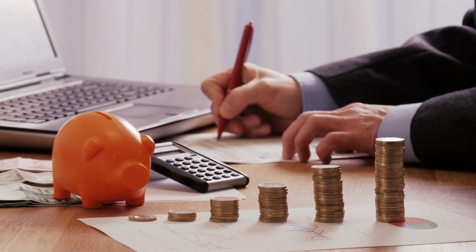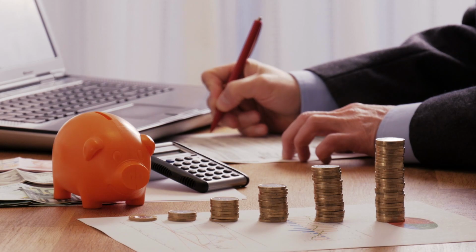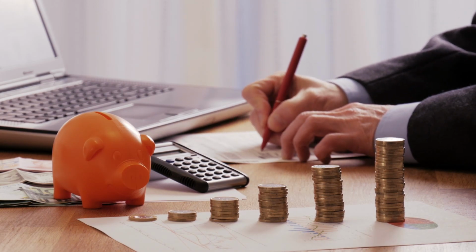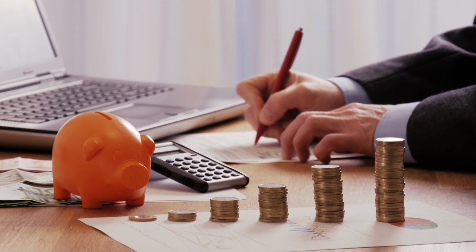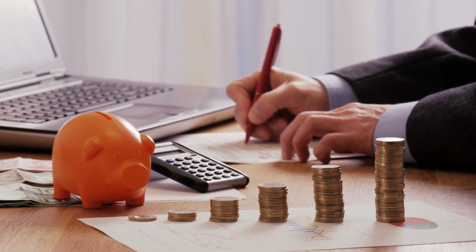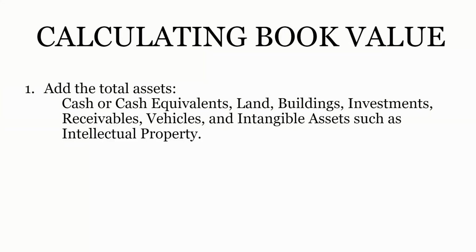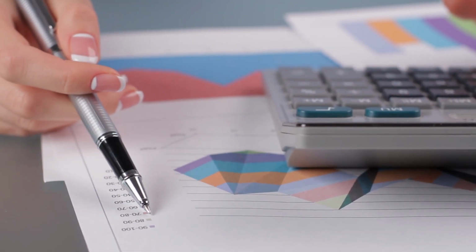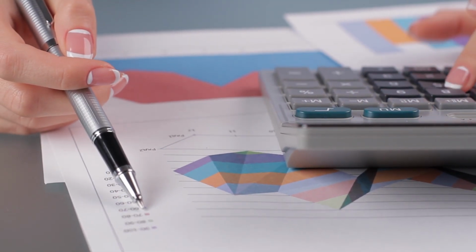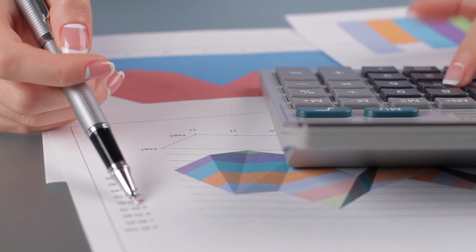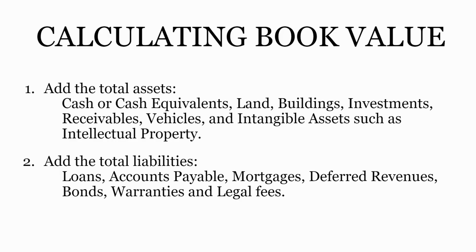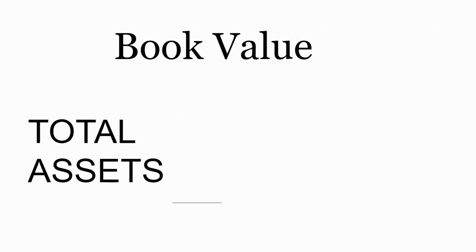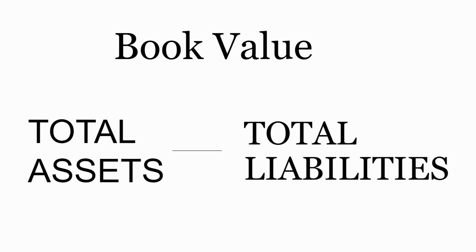Let's start off by answering the question, how do you calculate the book value of a company? You start by adding up all of a company's assets. This includes cash, cash equivalents, land, buildings, investments, receivables, vehicles, and intangible assets such as intellectual property. Next, tally all of the liabilities, which can include loans, accounts payable, mortgages, deferred revenue, bonds, warranties, and legal fees. Then, take the total assets and subtract the total liabilities to get the book value.